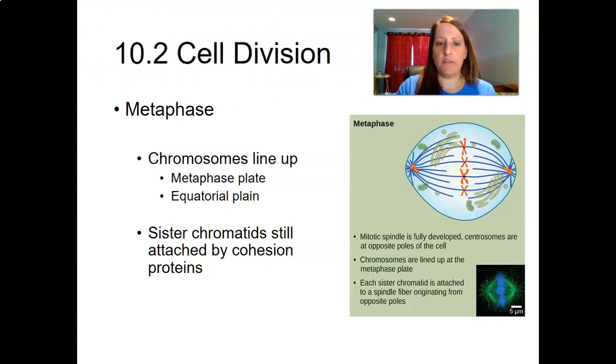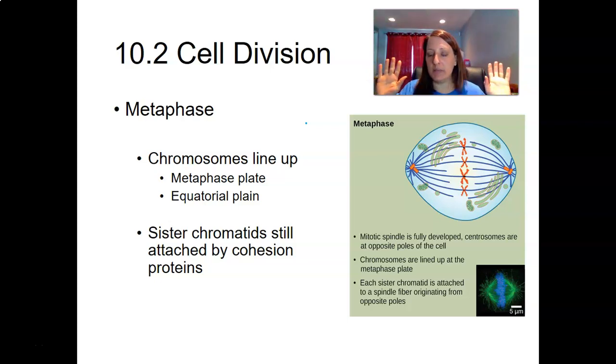Okay, so prometaphase is followed by metaphase. And metaphase is pretty simple. When you think of metaphase, I want you to think middle. Okay? So those chromosomes, those dyad chromosomes, are going to line up now in the middle of the cell. And the middle of the cell, depending on what textbook you're reading, is called all different kinds of things. So for example, some scientists will just call it the middle of the cell. Some will call it the metaphase plate. And some will call it the equatorial plate or the equatorial plane. Okay? Just means the middle of the cell.